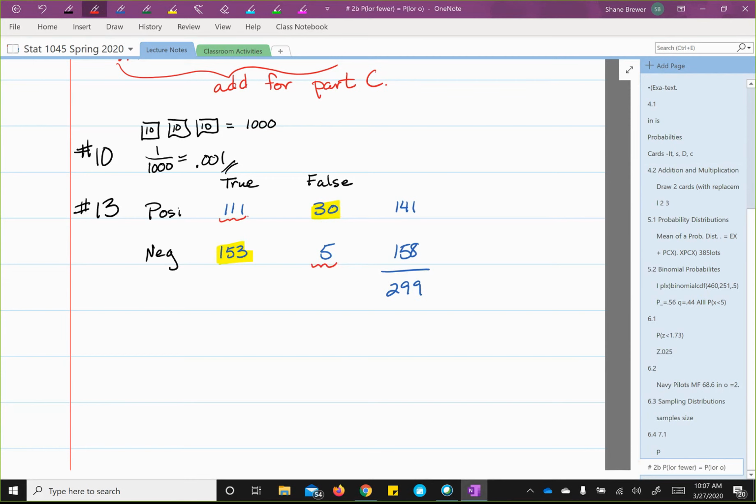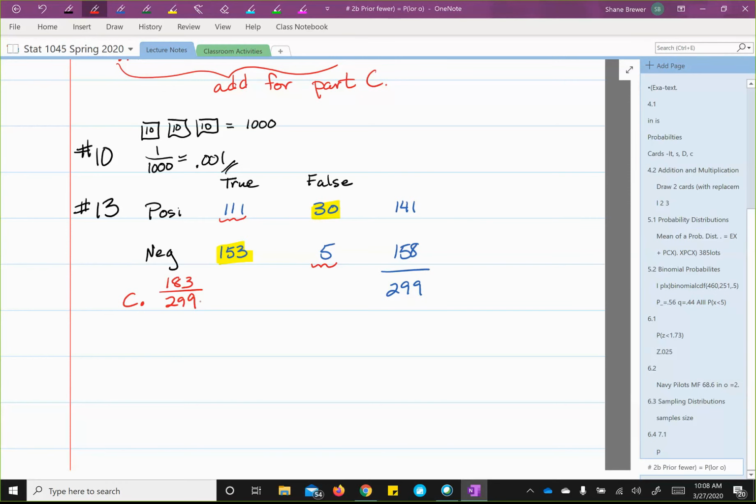Question C, which says, what's the probability that a randomly selected person did not use marijuana? Well, it's simply going to be, so this is question C, did not use marijuana, 183 over 299. Convert that to a decimal. So if you miss part B, you're going to miss part C because you use 188 instead of 183. Okay? All right, I'll keep going.